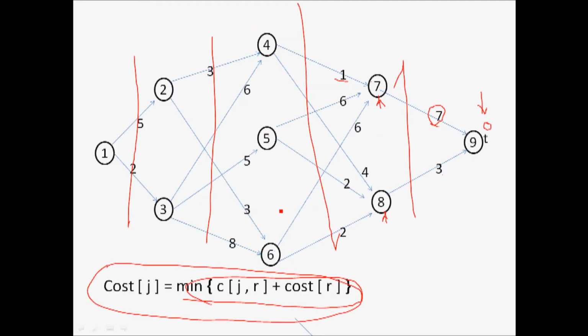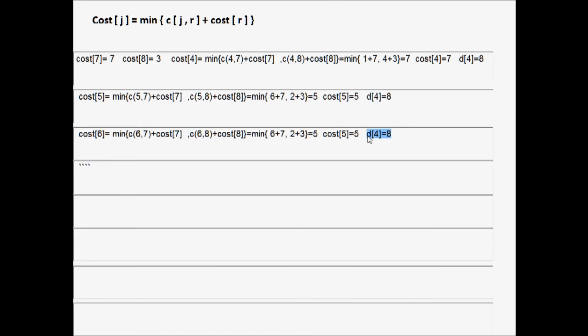Now similarly for cost of 6, which is equal to either C of 6,7 plus cost of 7 or C of 6,8 plus cost of 8, and the shortest path will be reached through D of 6 is equal to 8.